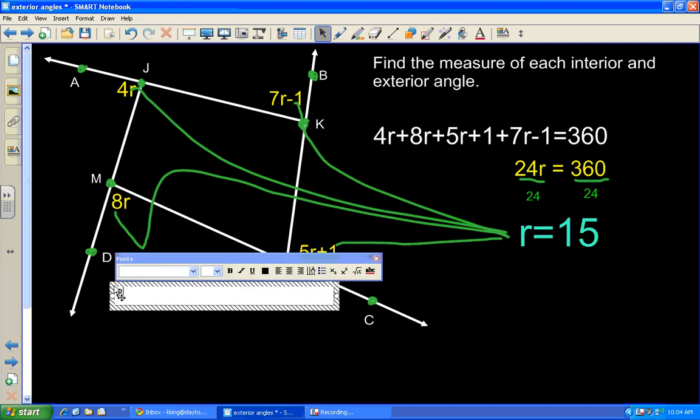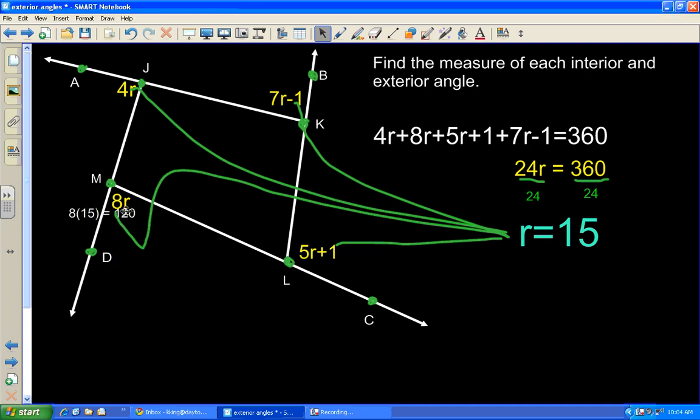So I get 8 times 15. And that's going to give me... Anybody? Really? Silence as we don't know what 8 times 15 is? How about 120? Beautiful. So this angle right there is 120 degrees. That is our exterior angle right there.